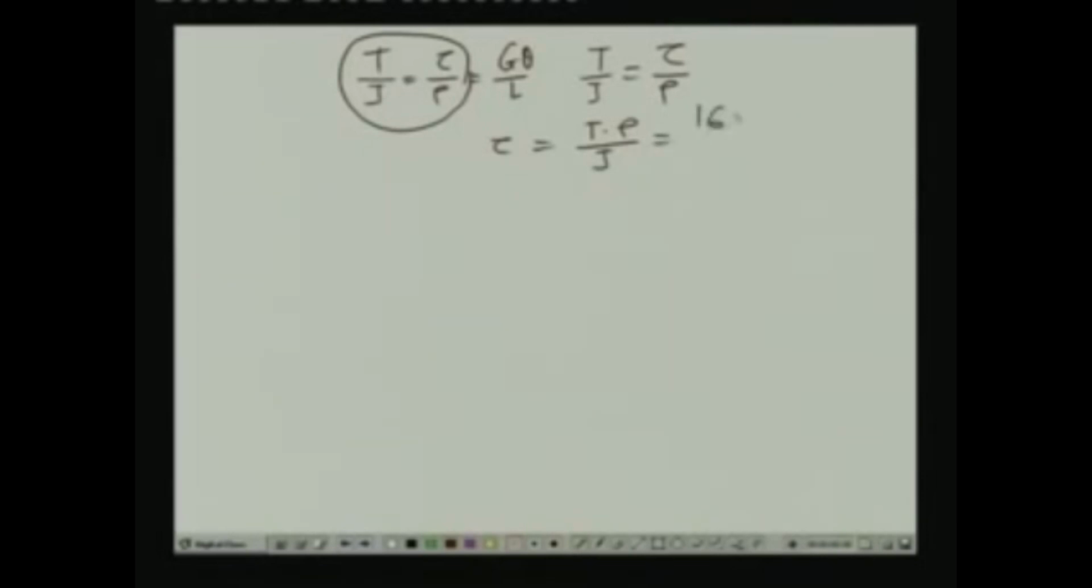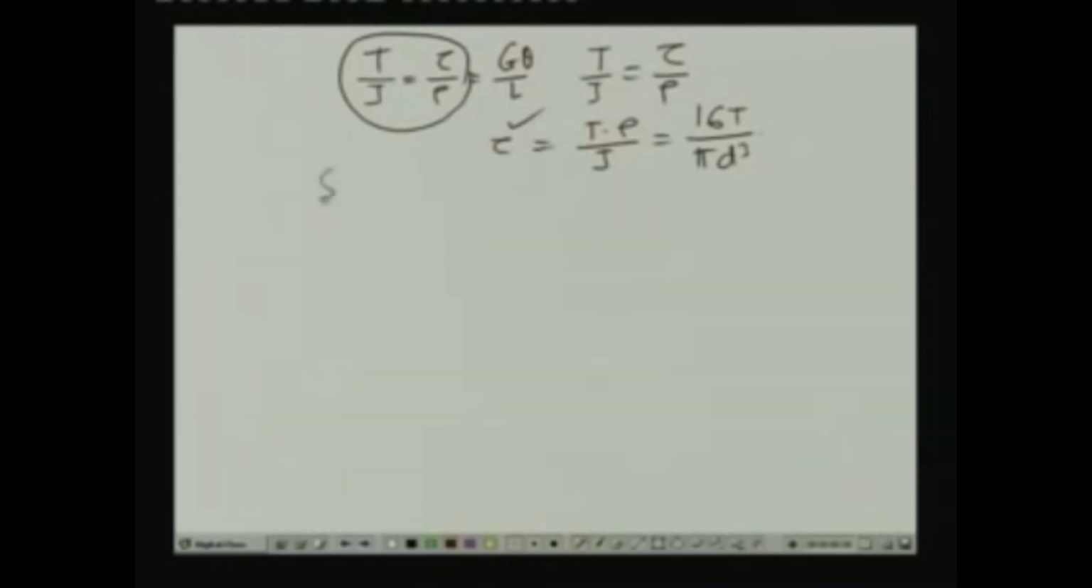If we compute the values, as we have seen in the past, T by J is equal to tau by rho is equal to G theta by L. If we take the first of these 2 values, T by J is equal to tau by rho, then tau is equal to T rho by J, and this gives us 16 T by pi d cube, which we have seen earlier. Now, we need to compute the value of stress in 3 different segments.